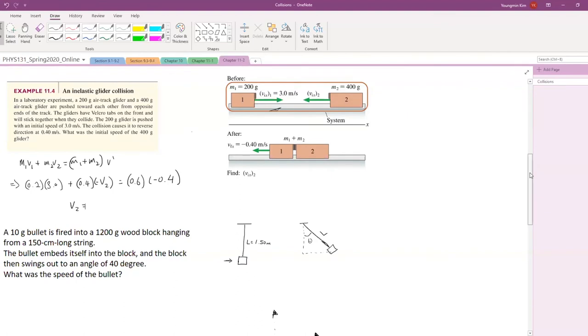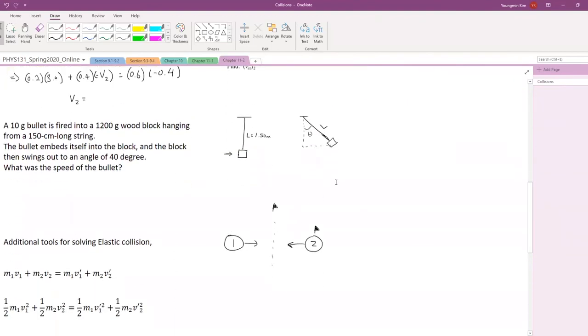Let's take a look at a little bit more interesting example, the so-called ballistic pendulum. In this case, a 10 gram bullet is fired into a 1200 gram wood block hanging from a 150 centimeter long string. So you have a wood block here, 1200 grams, hanging from a ceiling with a length of 1.5 meters, or 150 centimeters. The bullet embeds itself in the block. So you have a bullet that is fired into this wood block, and the block then swings out to an angle of 40 degrees.